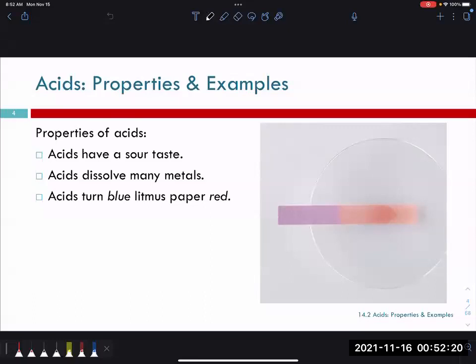So, some properties of acids. Acids have a sour taste. Acids dissolve many metals. And acids will turn blue litmus paper red. Litmus paper is one of the ways to get an indicator of how much acid or base is in a solution.